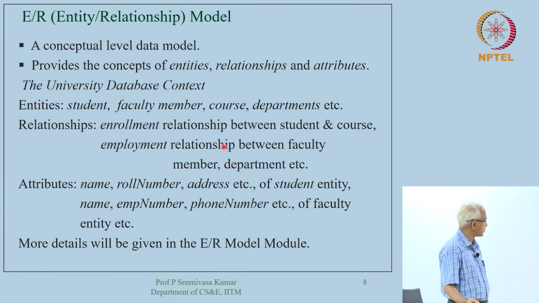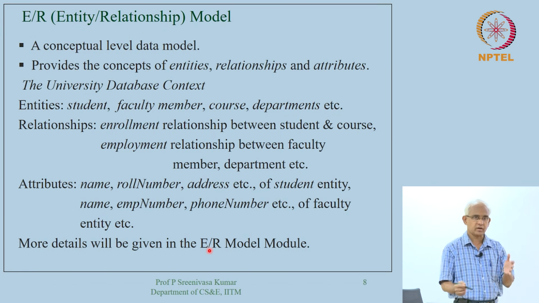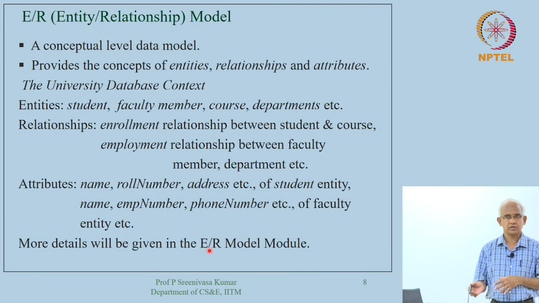And then there are various attributes, like names, roll numbers, specific roll numbers given to students to identify one student from the other, and the addresses, the address of the student, etc. These could be some of the attributes of the student entity that we would like to capture. We will give more details about this entity relationship model in a separate module that we will take up just after the introduction.